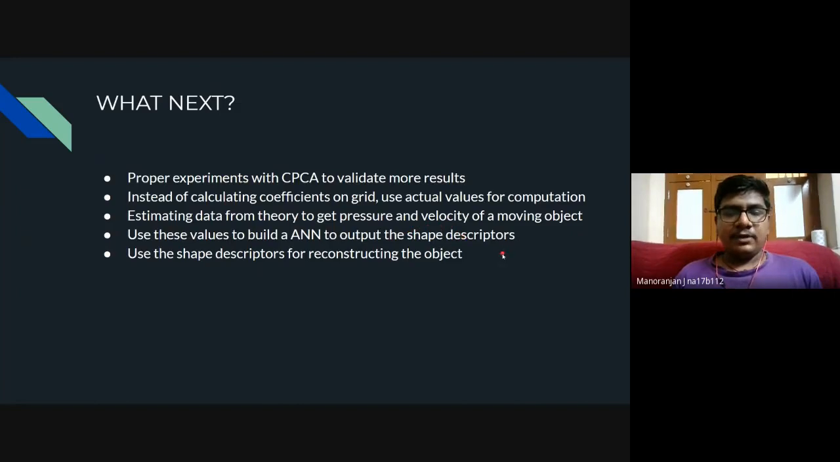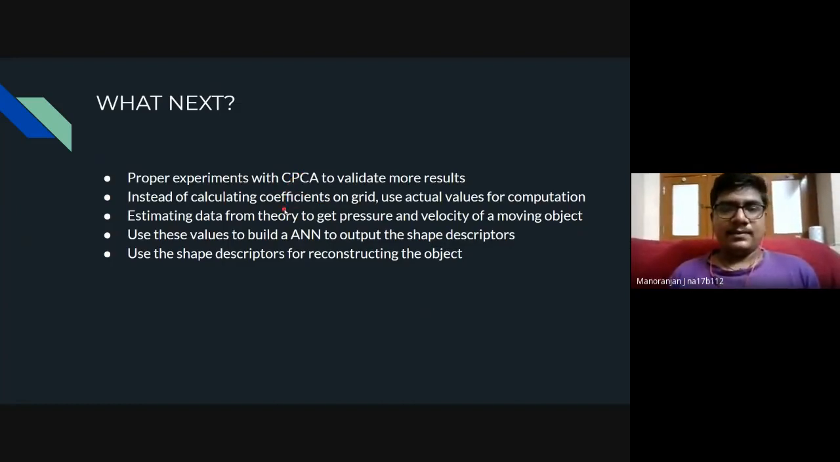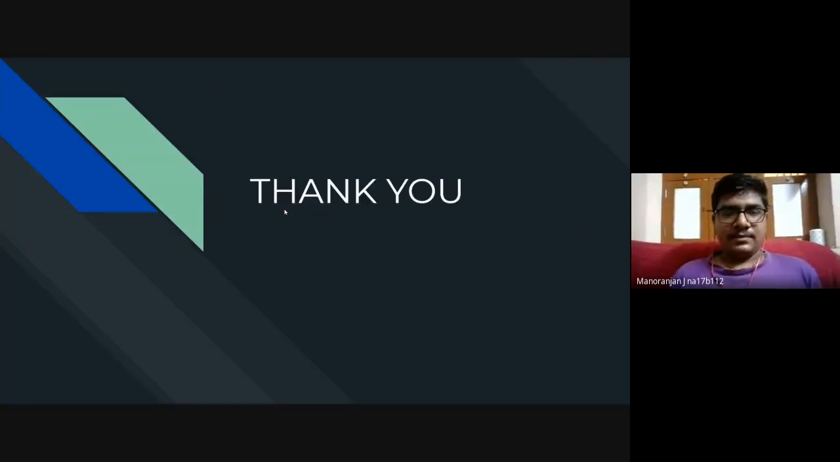And then, once we get the theory, we use it to get velocity or pressure points of a moving object. We are then left to build the output as the shape descriptor. And once we get the shape descriptor, we have to teach the object from there. So how the neural network is able to learn this problem of computing shape descriptors is still pending, and it will be covered in the coming months. That's all. Thank you, everyone.